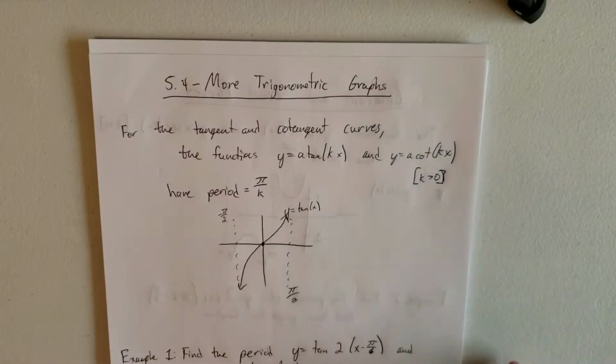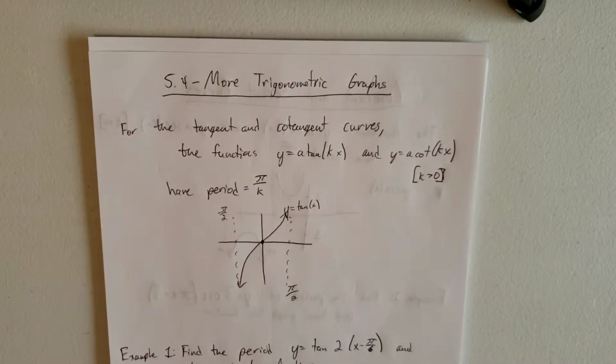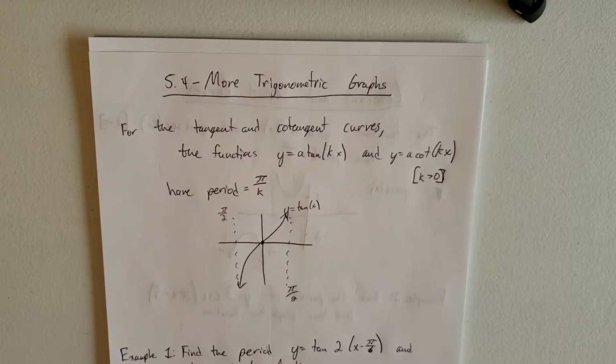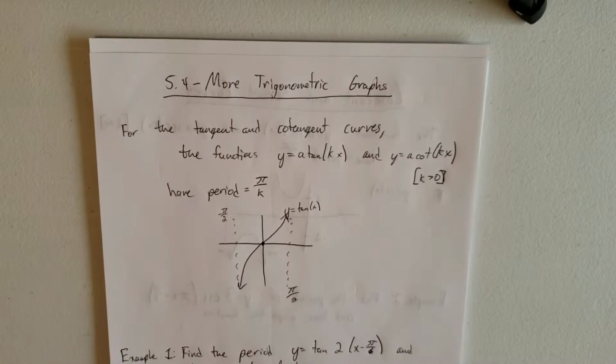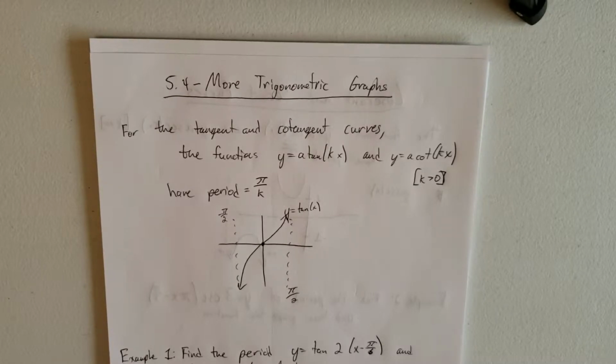In this section, we're going to be looking at 5.4, which is more trigonometric graphs. So in the last section, we looked at sine and cosine and graphed those. We're going to look at tangent, cotangent, and secant, cosecant today.